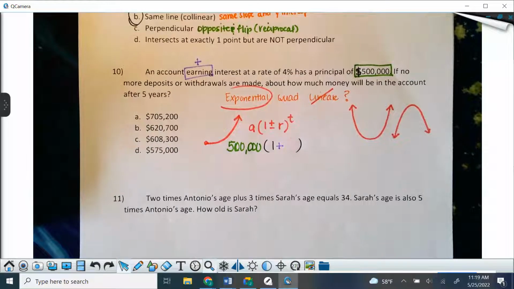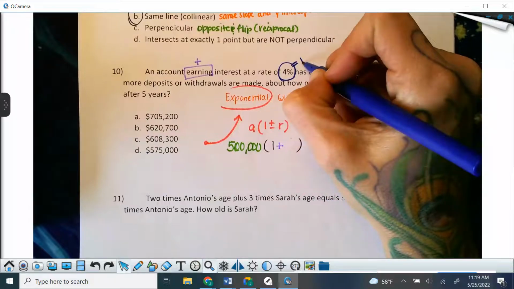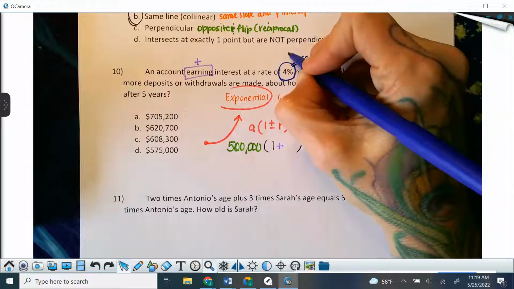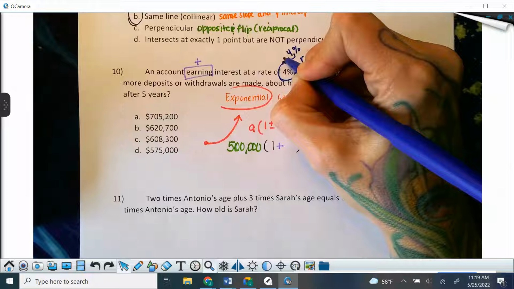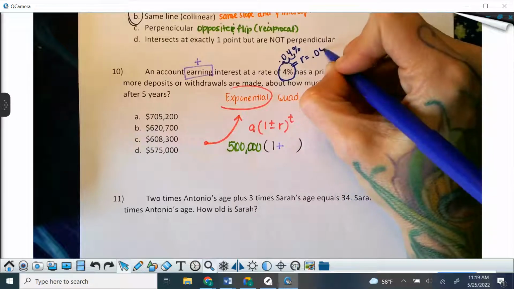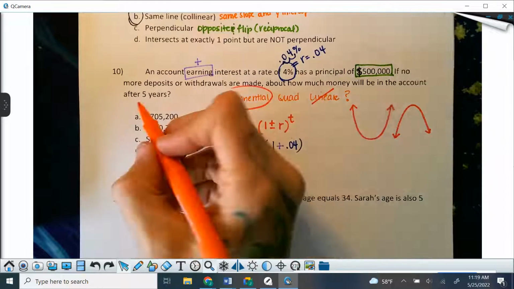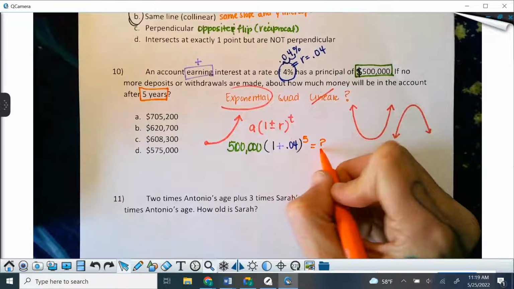It says earning. So does that mean it's a plus or a minus? Yep. And then we're going to take our 4% and we have to turn it into a rate, which is a decimal. So we're going to divide that 4 by 100, or move the decimal 2 times to the left. 1, 2. So there's a 0 point, so 0.04, which we're going to put right here. And then how long is it asking us to track it? Good job, Timmy. Yep. So for 5 years. So there's going to be 5 right there, and then we're going to solve it.